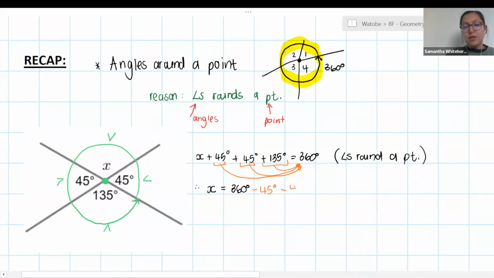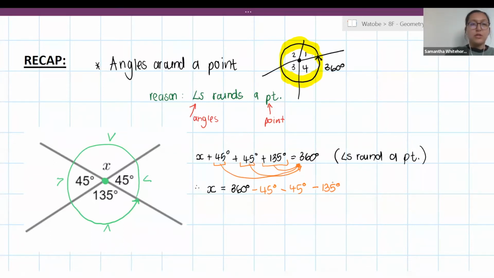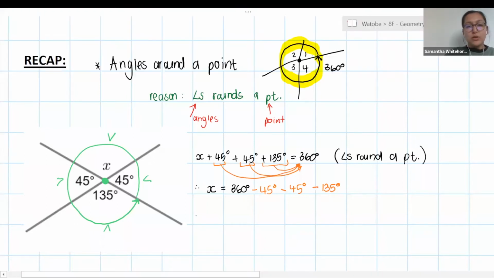So minus 45, minus 45, minus 135. You can just type that into your calculator. There's no need for you to try and do that all in your head. When you type that all into your calculator, you get that x is equal to 135 degrees. And so what we have found is the value of this x angle that was missing, and now we know it's 135 degrees.